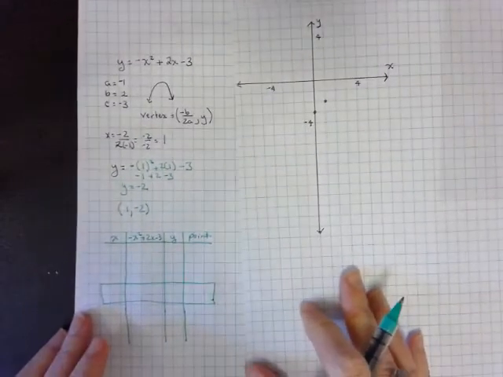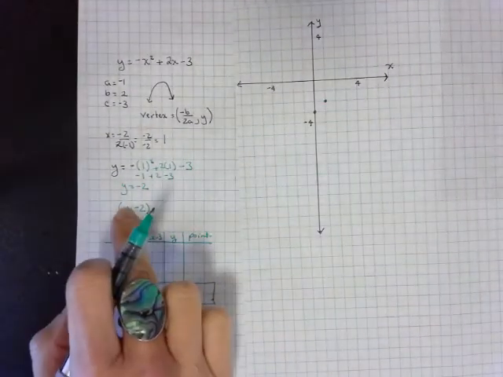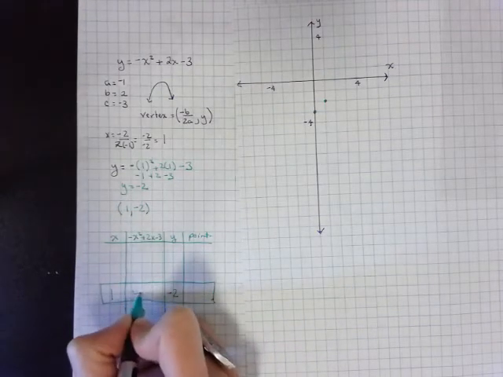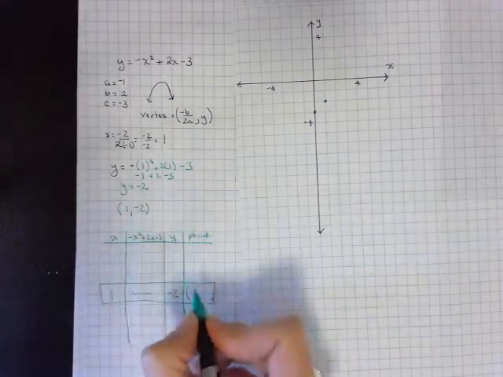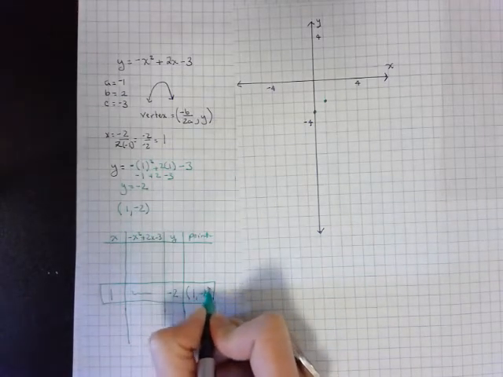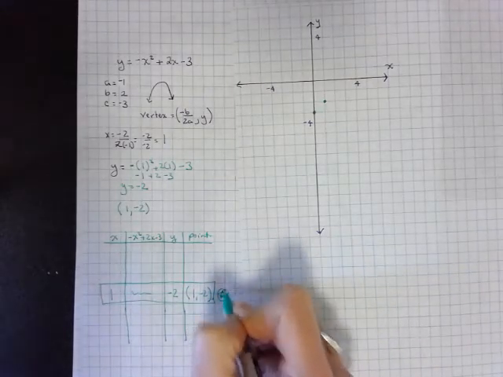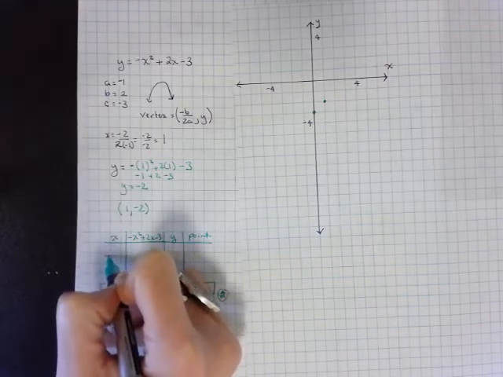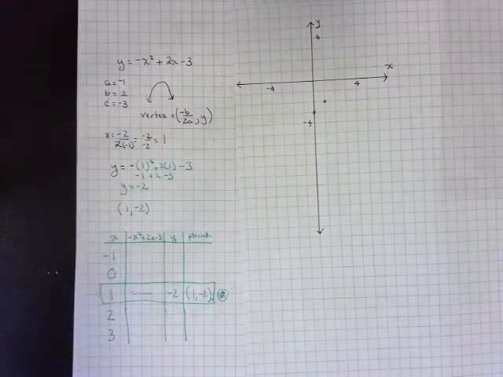I'm going to zoom in on this a little bit more. We knew that the vertex was going to be in the middle of the graph, so I'm simply going to put my vertex in here. I don't need to do the work because I already did it above, and the point for that vertex, like we said, is 1, comma, negative 2. Remember, this is the middle. Since this is the middle, we're going to go to the left and to the right of our vertex.